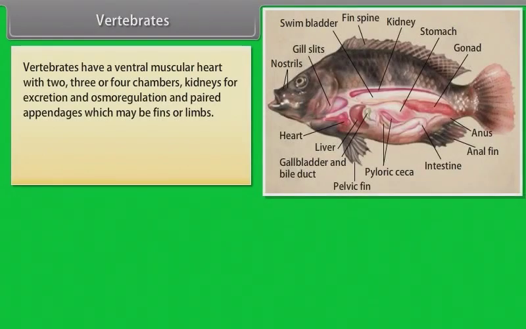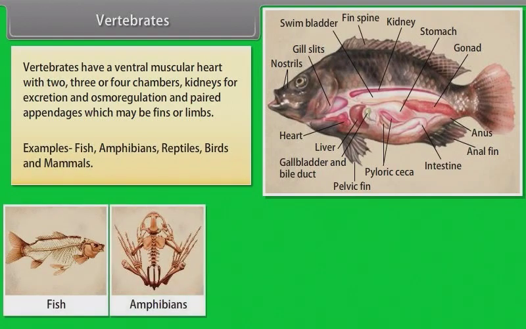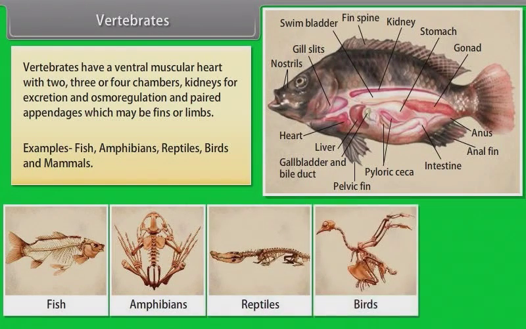Vertebrates have a ventral muscular heart with 2, 3 or 4 chambers, kidneys for excretion and osmoregulation, and paired appendages which may be fins or limbs. Examples: fish, amphibians, reptiles, birds and mammals.